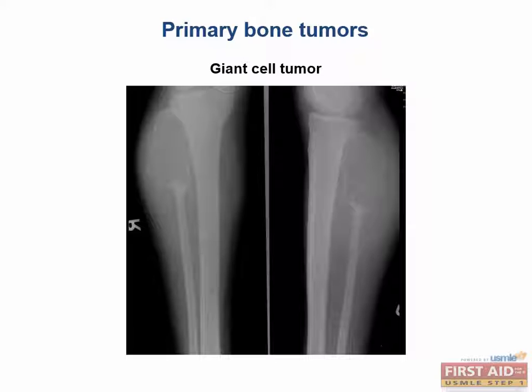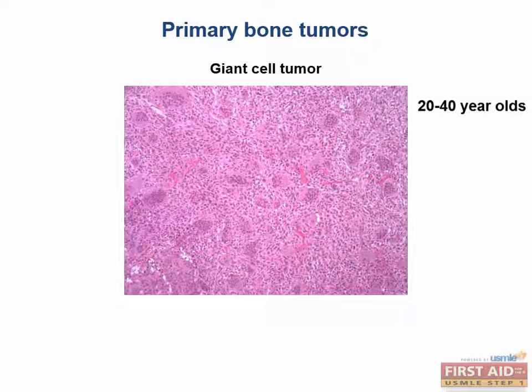They occur in the epiphyseal end of long bones, so think of the distal femur and the proximal tibia most likely. They commonly occur at 20 to 40 years of age, which is one of the distinguishing characteristics, as most other tumors tend to be in a younger population. They're locally aggressive, and an X-ray will show the double bubble or soap bubble appearance. And histologically, they'll show spindle-shaped cells with multinucleated giant cells. Do you see the multinucleated giant cells?